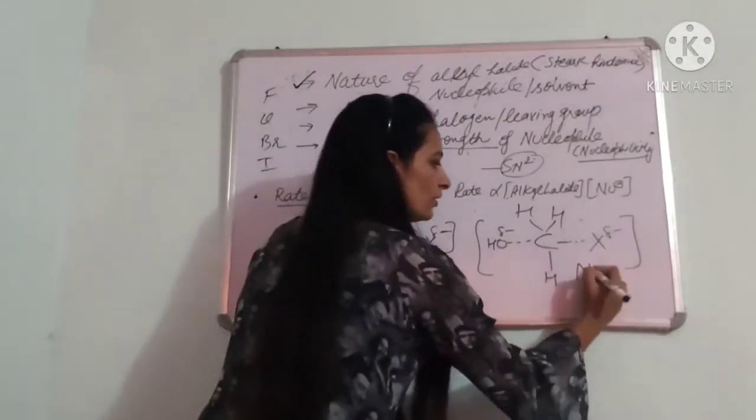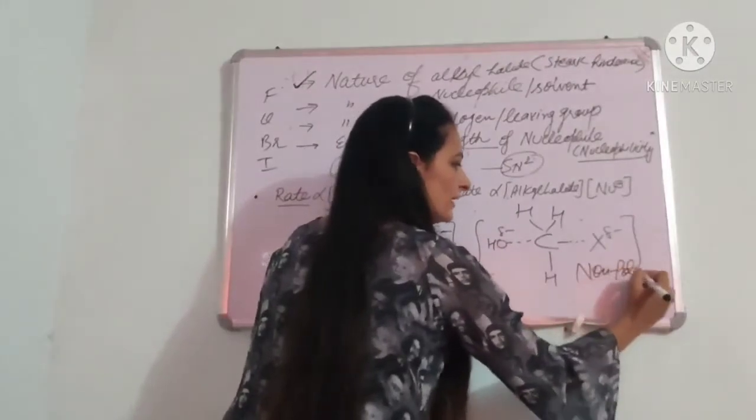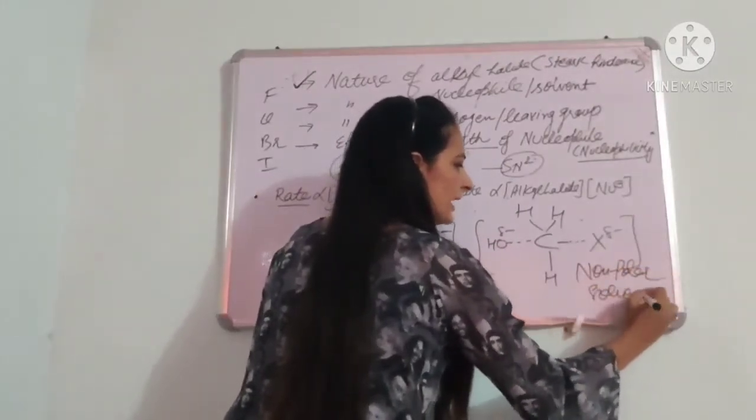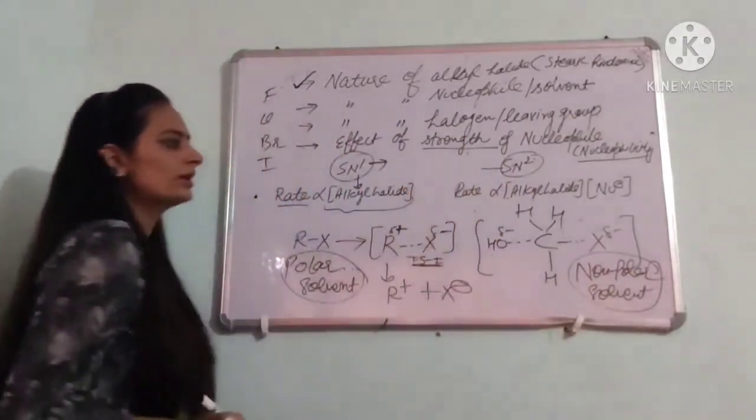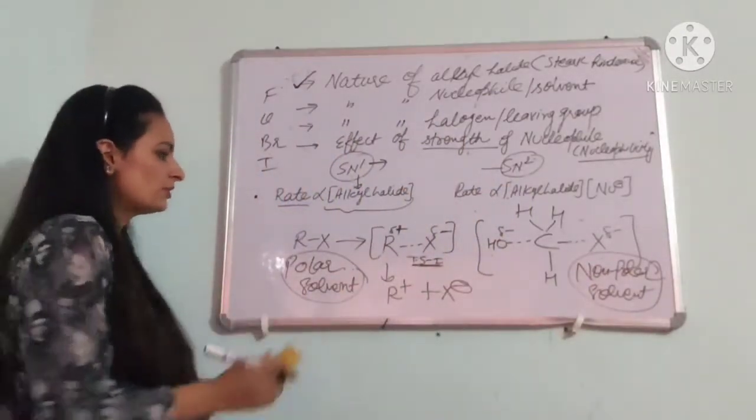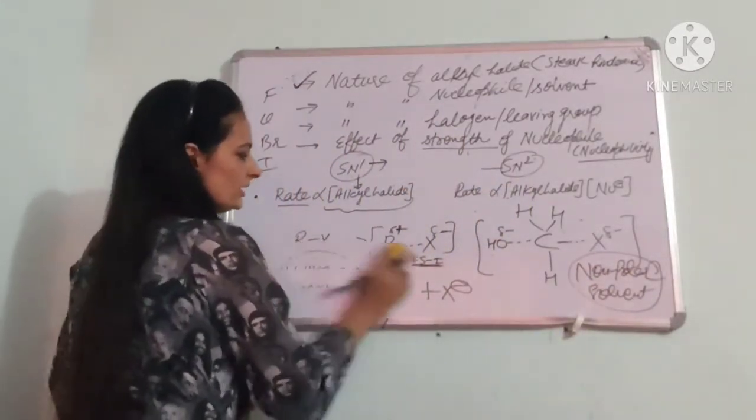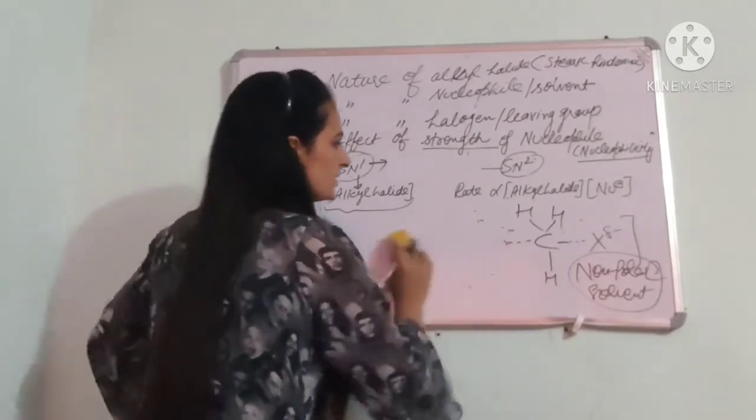So non-polar solvents always stabilize the SN2 reaction. This is the difference between your SN1 and SN2 reactions, depending upon what kind of transition state is there.